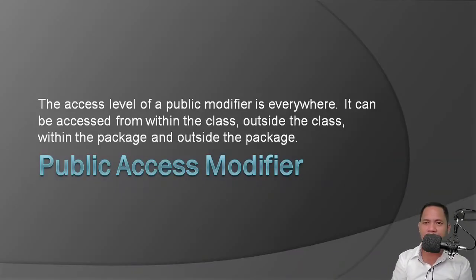Finally, the public access modifier. The access level of a public modifier is everywhere. It can be accessed from within the class, outside the class, within the package, and outside the package, even if they're not in the same hierarchy. So that is the public access modifier. Let's take a look at these concepts in code. Let's go.